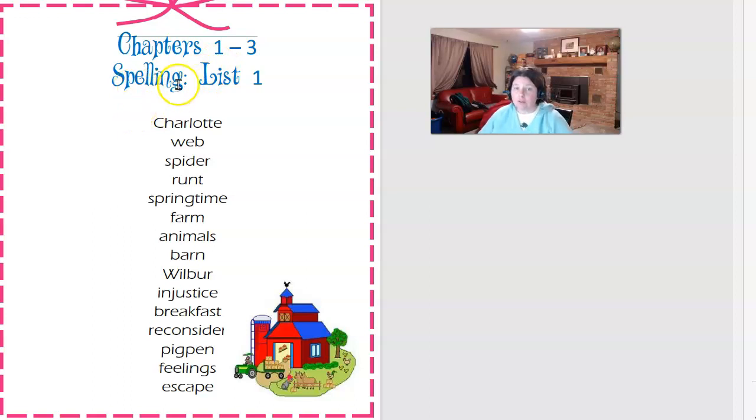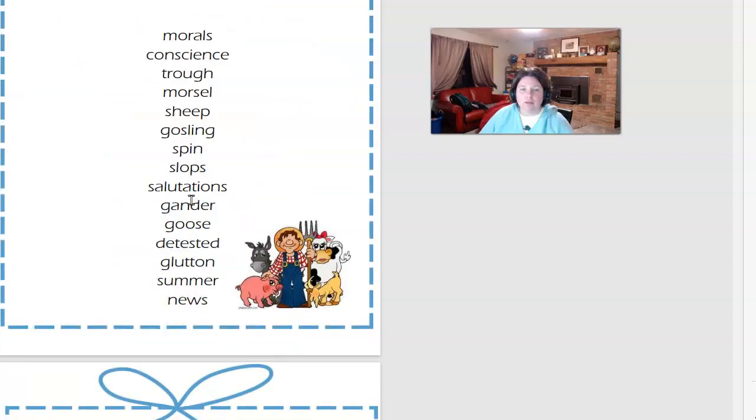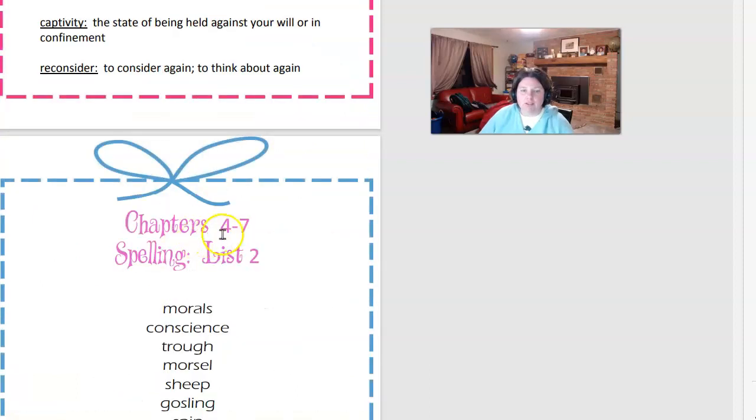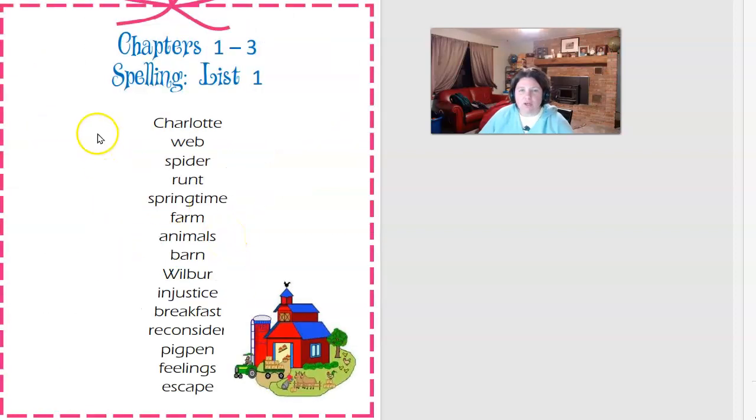So all the words from our spelling list for this week are listed here. Next week we'll work on the spelling list for chapters 4 through 7. So let's go ahead and talk about our spelling words.